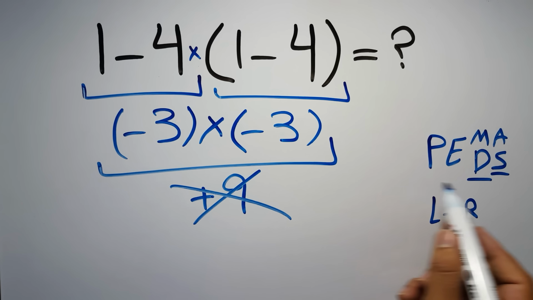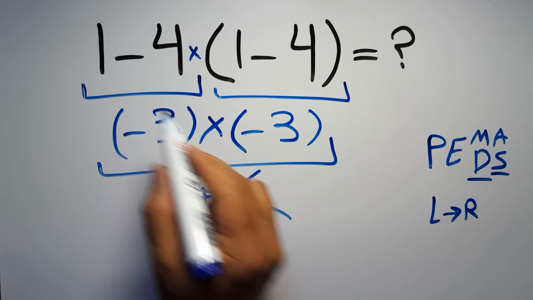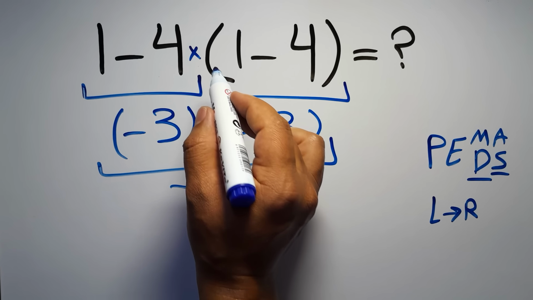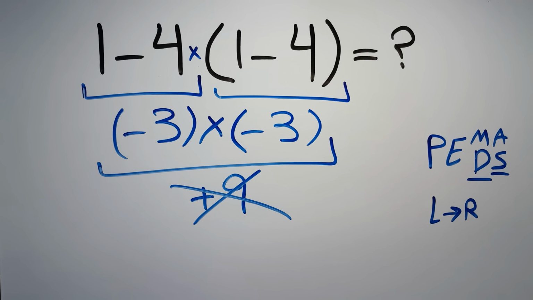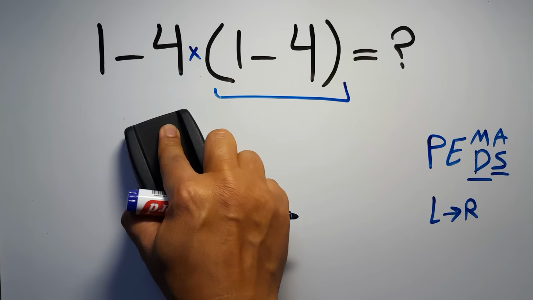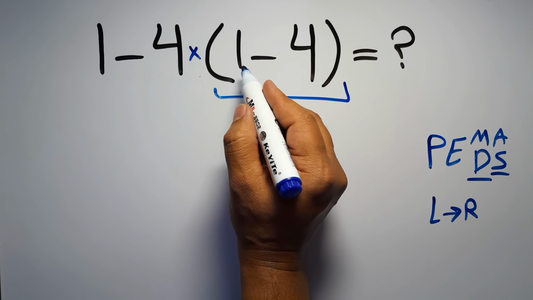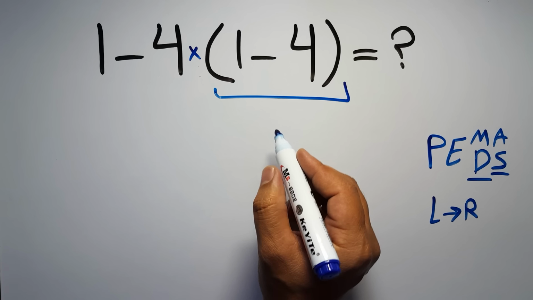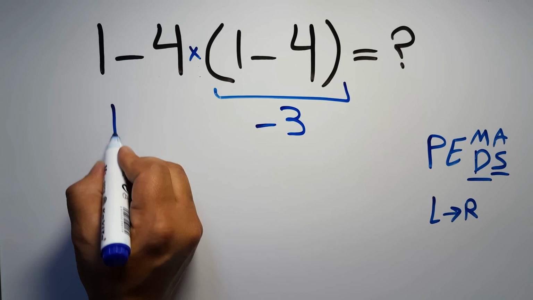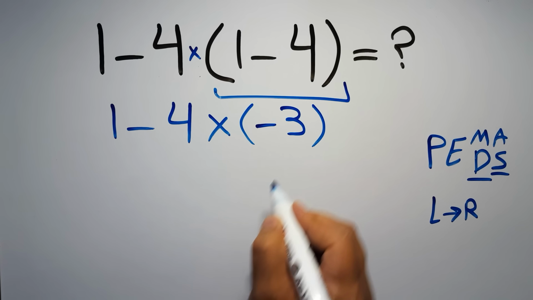Okay, so according to the PEMDAS, first we have to do this parenthesis, then this multiplication, and finally this subtraction. If we do this subtraction before this multiplication or this parenthesis, it is wrong. So first this parenthesis. Inside this parenthesis we have 1 minus 4, which gives us negative 3. So we have 1 minus 4, then times negative 3.